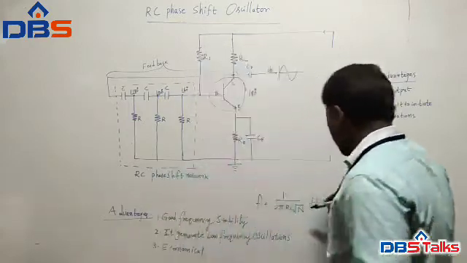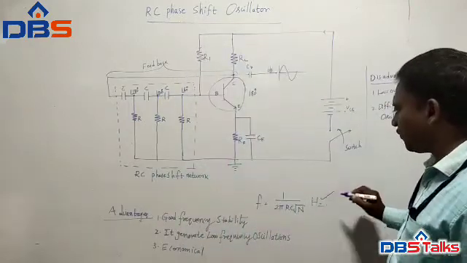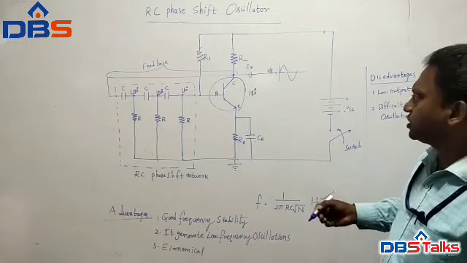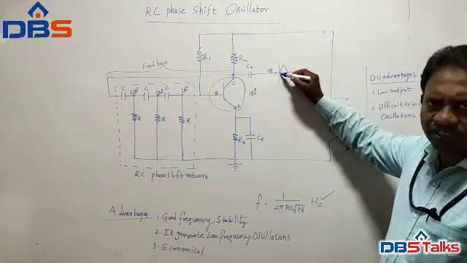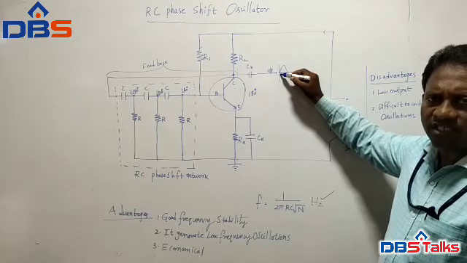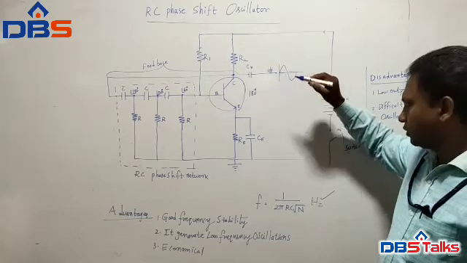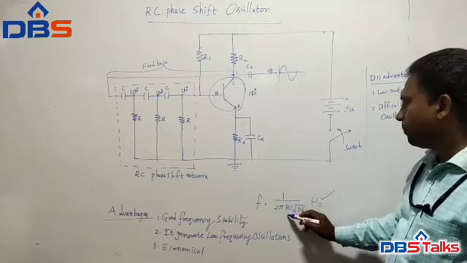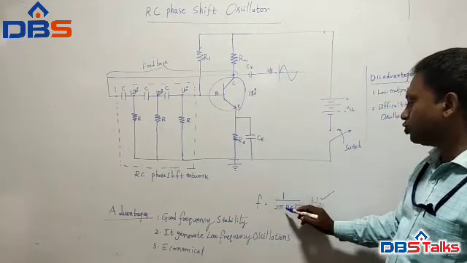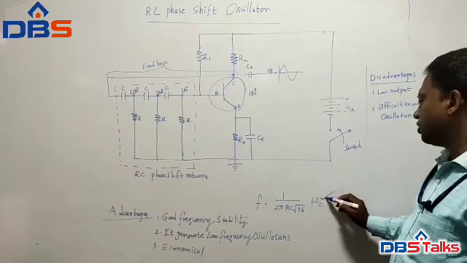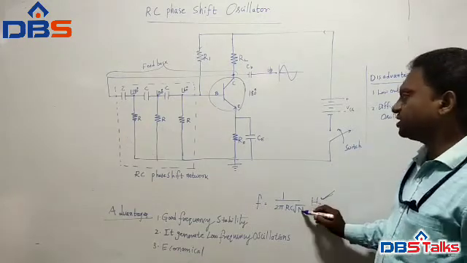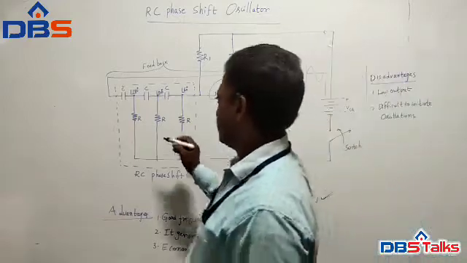Now, this is the formula for the frequency of oscillations. You will get some frequency of oscillations here. That frequency is calculated by f = 1/(2πRC√N) hertz, where hertz is the unit for frequency and N is the number of RC networks.